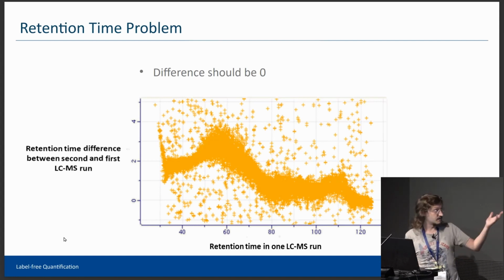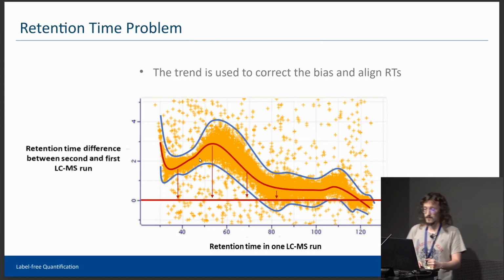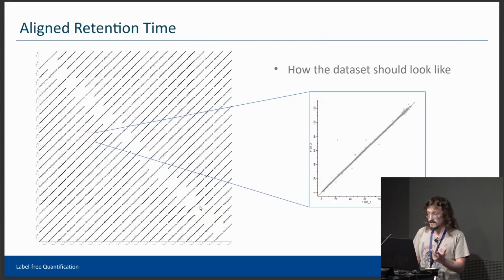So you have already seen this image. Probably now you know it very well, but let's go back to it again. You have here the retention time and the retention time difference between two runs. As you can see, it has this wheel shape. It should be a nice line at 0 if you actually want to compare these two datasets. So what the software does is create this curve, taking care of the difference between the two runs and correcting for this batch effect. So at the end, the result that you want to get is something like this.